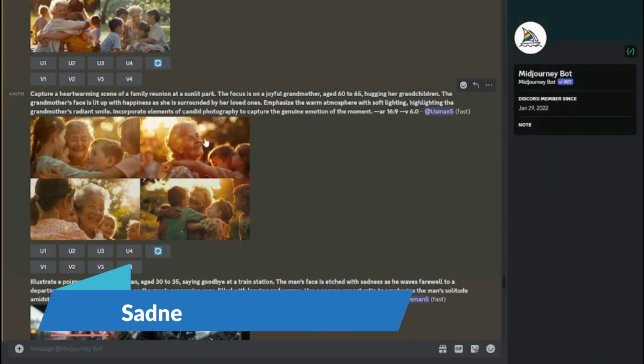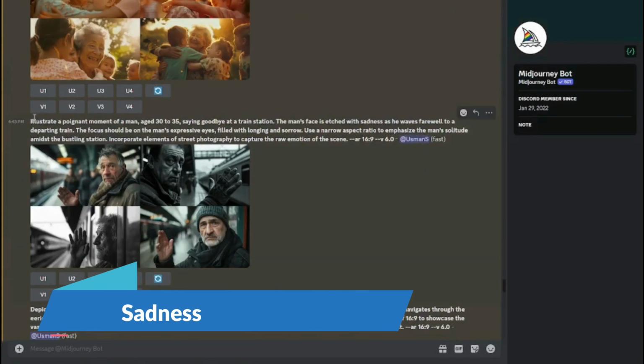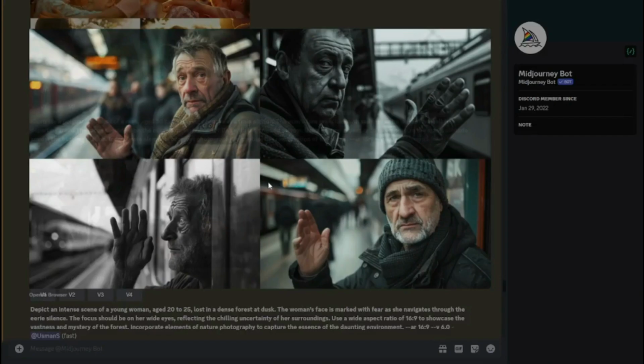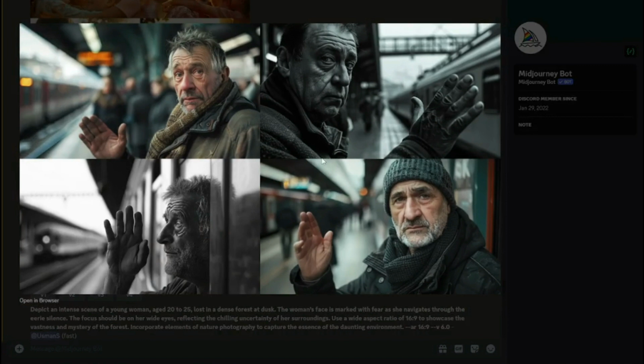Okay, so the next one, we're going to jump to sadness. I typed in my prompt like, illustrate a poignant moment of a man aged 30 to 35 saying goodbye at a train station. The man's face is etched with sadness as he waves farewell to a departing train. The focus should be on the man's expressive eyes, all those details for our sad emotion. So take a look at this image. We did get a bit of a mistake over here: the age isn't 30 to 35. Clearly, it's looking like a 40 or 45-year-old man. Other than that, if we talk about emotions in the image, yeah, this is absolutely perfect. We have the man's face, which is etched with sadness as he waves farewell to a departing train.